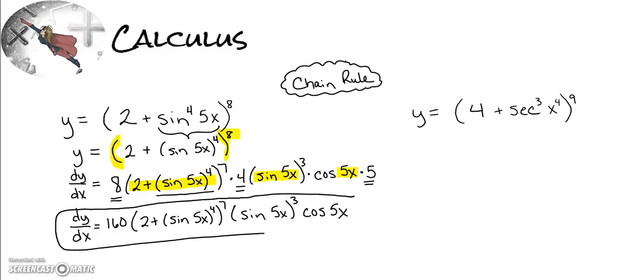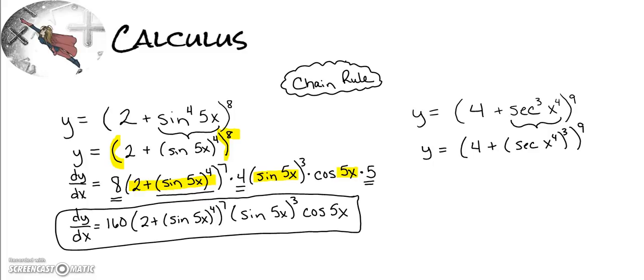So we just worked our way from the outermost function to the innermost function and multiplied each derivative as we went. So let's try this other example. It's very similar. So first we're going to rewrite the secant the same way as we did in the first problem. So we have secant of x to the 4th, to the 3rd, and then there's everything else. So this is still just y.